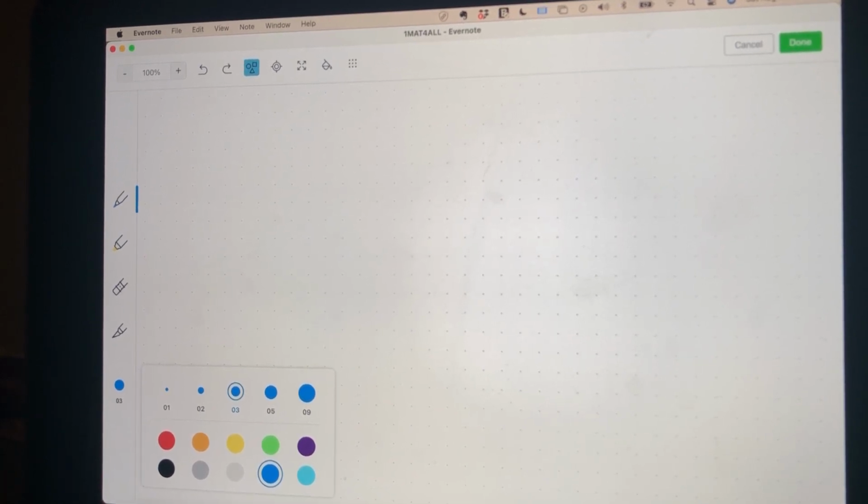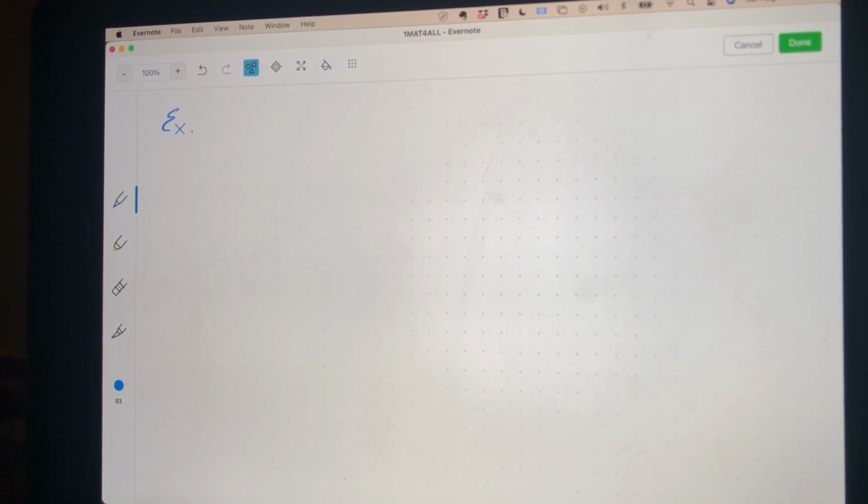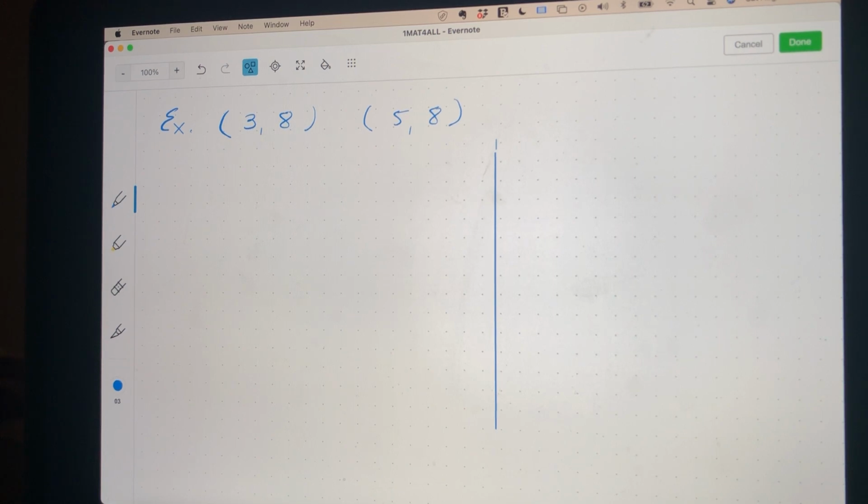Hello, in this video let us look at how to make an equation of a straight line that is horizontal. So suppose, here's an example, we have 2 points: (3, 8) and the second point is (5, 8). Now if we were to make a sketch of these points, we would see that they line up on the same horizontal line.